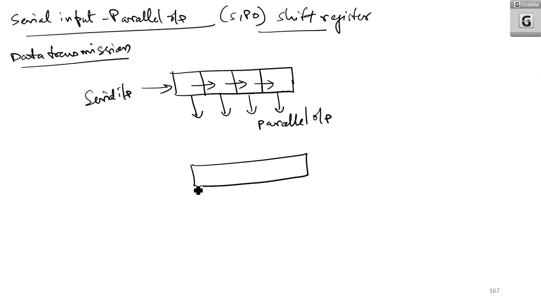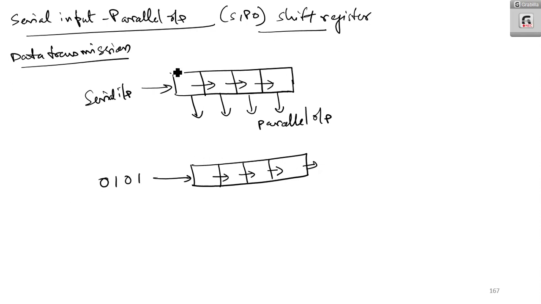I have the same flip-flops here, 1, 2, 3. So you have a serial input. Say I choose 1, 0, 1, 0 as the data in, that is 0, 1, 0, 1. That is my data. Now this is transmitted here.